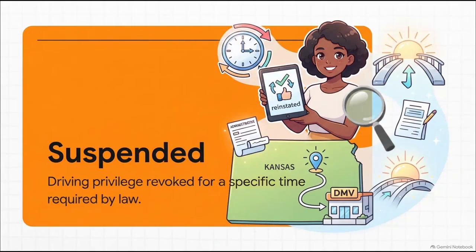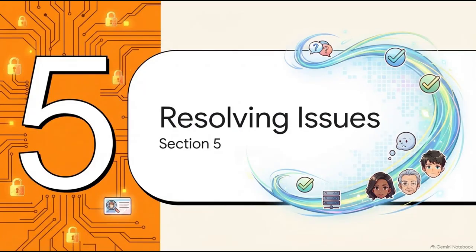I do want to pause specifically on that suspended status for a second to make sure we destigmatize it a bit. A suspension just means your permission to drive is temporarily on hold for a set time frame, often for totally correctable administrative reasons. The great news here is that unlike a total revocation, a suspension has a very clear, straightforward path to reinstatement. Which brings us to Section 5, resolving license issues.